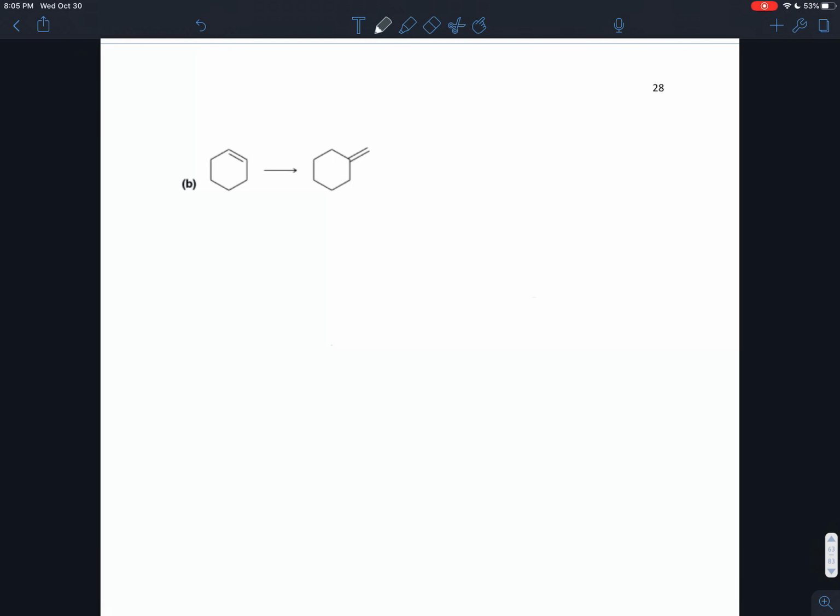Now, let's try this one. Okay. Again, you can do the forward synthesis, or you can do the retrosynthesis. You can start with the reactant and think, how can you go forward to the product? Or you can start with the product and think, how can I work backward to the reagent?